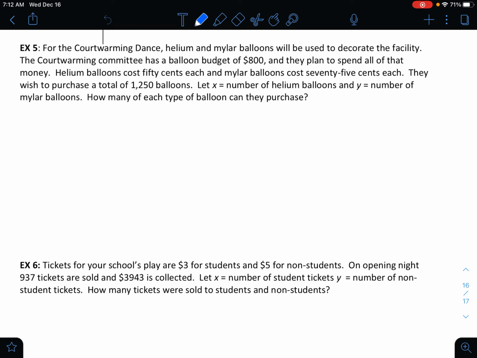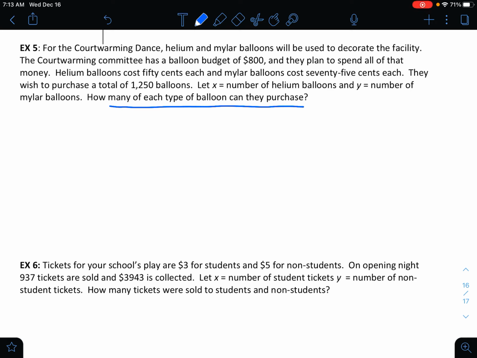The court warming committee has a balloon budget of $800 and they plan to spend all of that money. Helium balloons cost 50 cents each and mylar balloons cost 75 cents each. They wish to purchase a total of 1,250 balloons. Let X be the number of helium balloons, Y be the number of mylar balloons. How many of each type can they purchase?